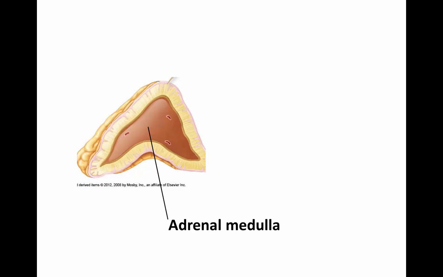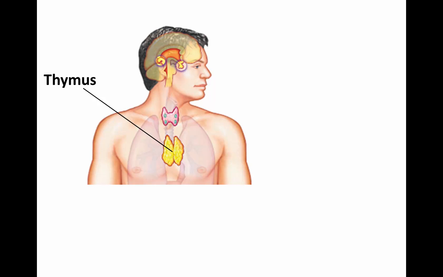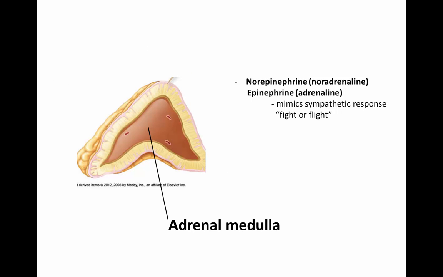The adrenal medulla has a different action. The hormones released are norepinephrine, or noradrenaline, and epinephrine, or adrenaline. Their actions mimic the sympathetic response, or what we might call the fight or flight. This will cause blood vessels to constrict and bronchi in the lungs to dilate.